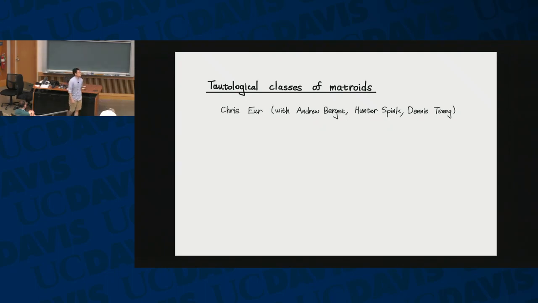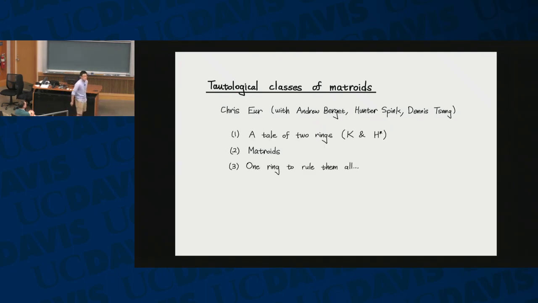So today I'll tell you these three things. I'll first tell you a tale of two very famous, well-studied rings, the so-called K-ring and the H-ring, or the cohomology ring. Then I'll tell you how these things called matroids fit into the picture. And then finally I'll tell you how our work makes it such that really there's one ring to rule them all. So let's get started.